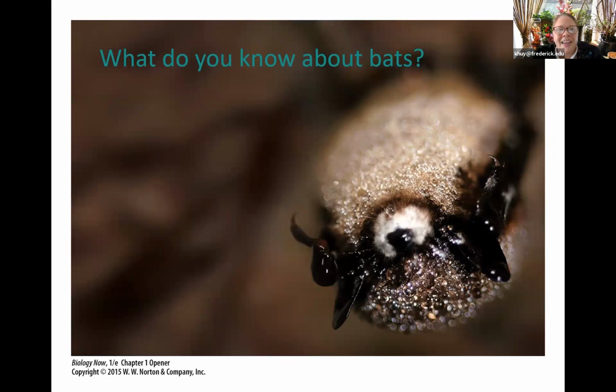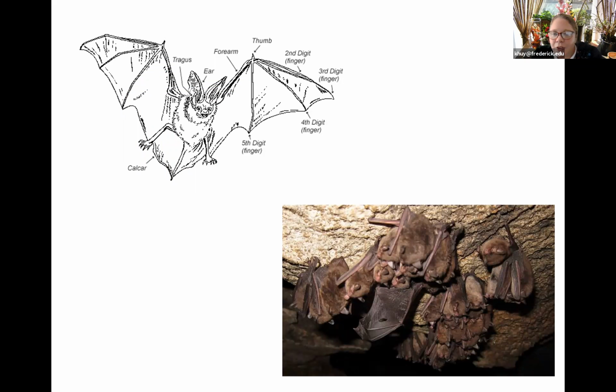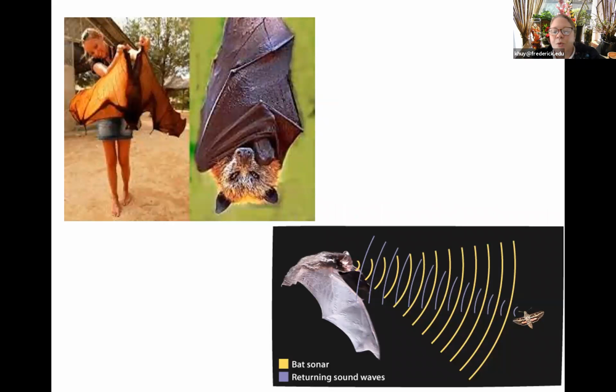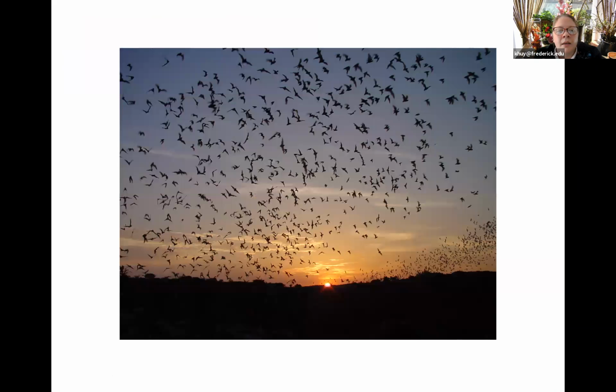Okay, what do we know about bats? So bats are little flying mammals, and they use echolocation, which is sonar, to figure out where they are in their surroundings, to find prey, to figure out how to get back to their home. So we have these guys, which are the biggest bats that we have. And then we have little fruit bats.